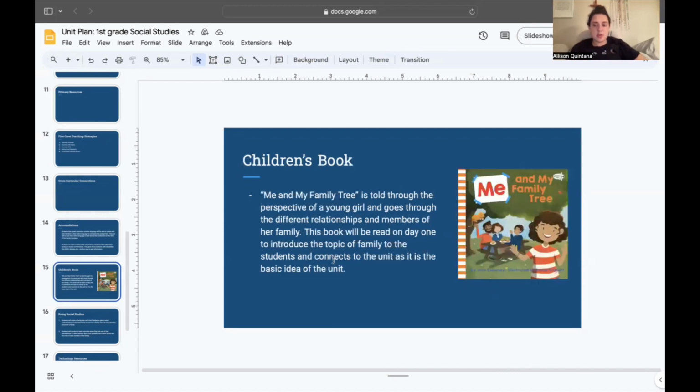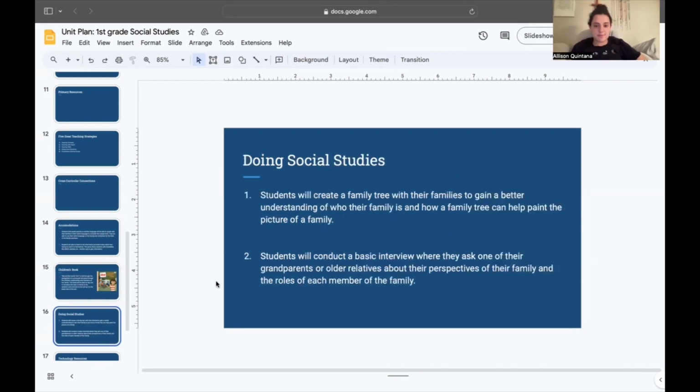The children's book we used, I highlighted in slide 1. It's Me and My Family Tree. It talks about a young girl and her family members, their roles, and this connects perfectly because it talks about a family, and helps us to get the ball rolling on the basic idea of the unit.